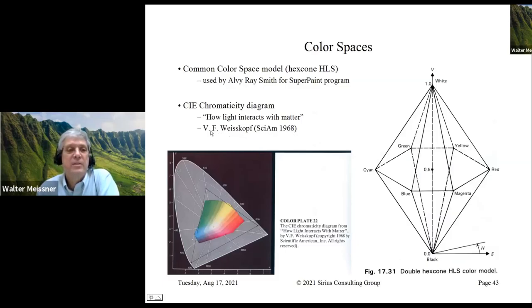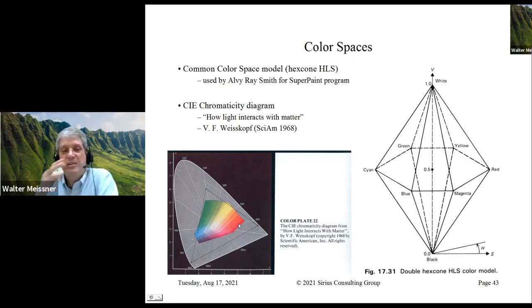Back in 1968, there's a physicist, Victor Weisskopf, who wrote an article, How Light Interacts with Matter, and he came up with this diagram. This is something that Griff Smith covered in his Color Spaces talk. This is the CIE chromaticity diagram. The white edge here is what the human eye sees. This black triangle here is the RGB color space. When he wrote this article, he determined that what's really important is this area here, and it's within the RGB color space. And that's all that's needed.